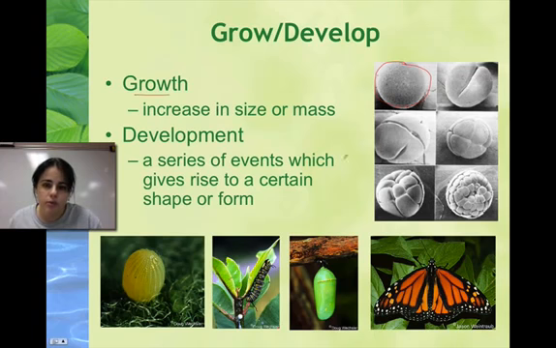Eventually, all these cells will develop into specialized cells. Heart cells, liver cells, brain cells, nerve cells, whatever type of cells make up our body, they will actually develop and specialize to do the job that they were made to do.